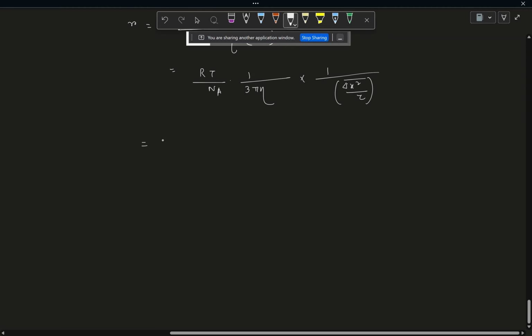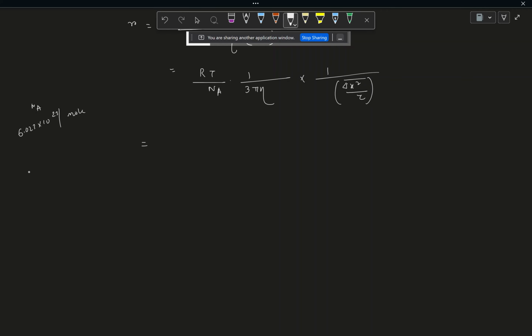Now you directly put down all the information you have. You can either separately calculate R by Na by putting the CGS value of R, and the value of Na is universally known as 6.023 into 10 to the power 23, also mentioned in the question, the value of Avogadro number Na.